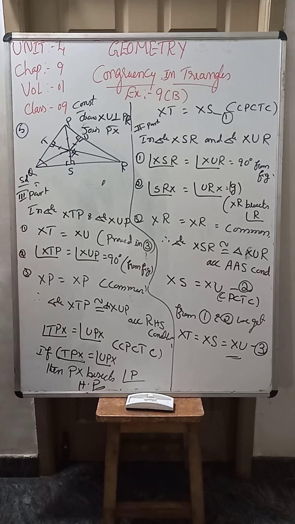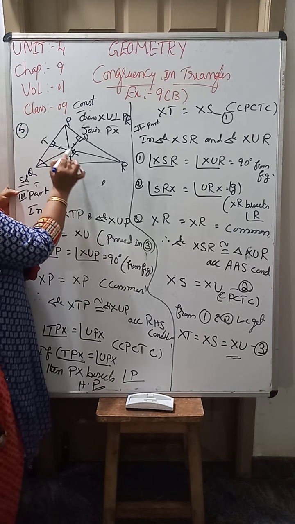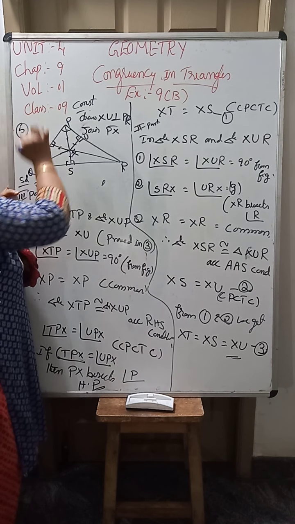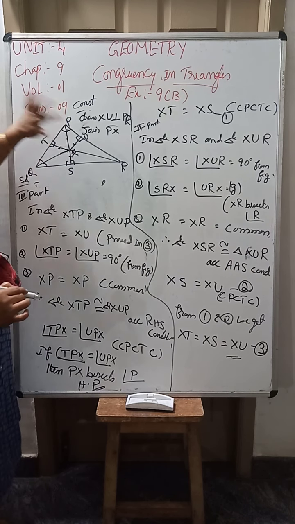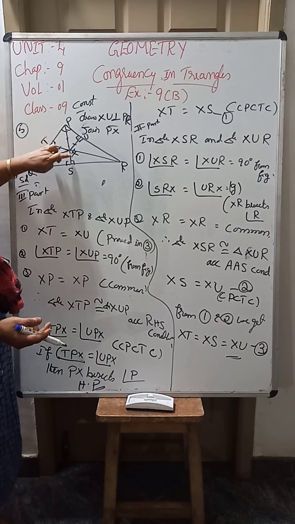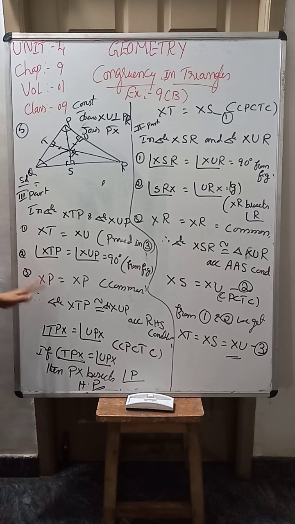Children, you understood, no? Here, according to the CPCTC, because XT is equal to XU, the angle opposite to XT is equal to the angle opposite to XU. If these two angles are equal, then it is understood. We come to know that PX has bisected the angle P. Hence proved the second one.